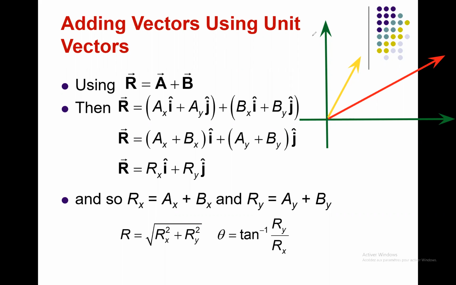This is A and this is B. Geometrically, A has two component vectors. It means A has AX and AY, by doing the projection here and here.